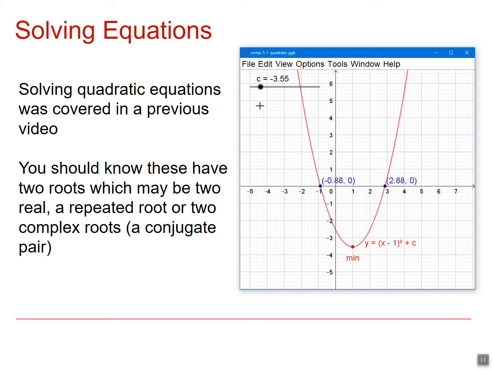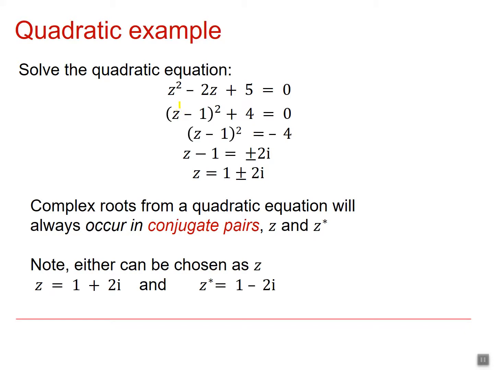two real roots. So if we want to solve the quadratic equation, z squared minus 2z plus 5 equals 0, you can see here by completing the square I get down to two roots for that equation, one plus or minus 2i. Complex roots from a real quadratic equation will always occur in conjugate pairs, and we denote them z and z star. Note that either of the two values could be chosen as z, with the other one being its conjugate.